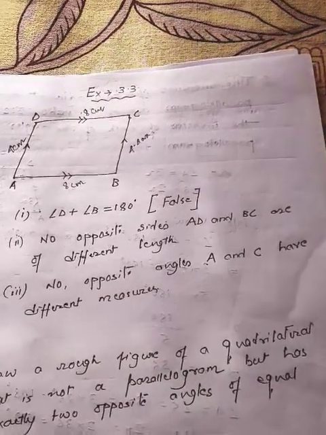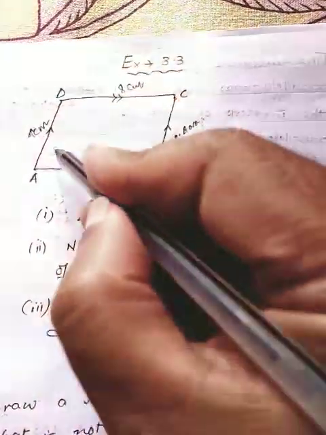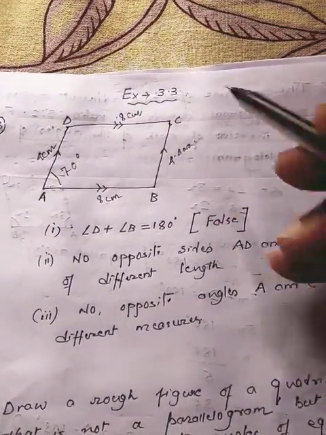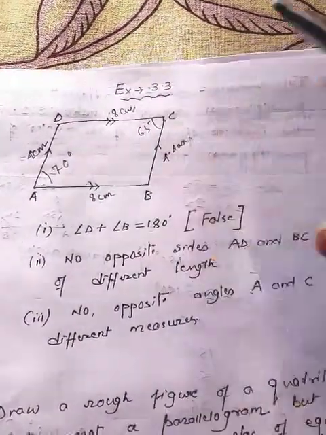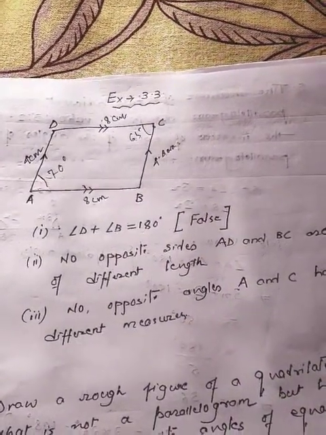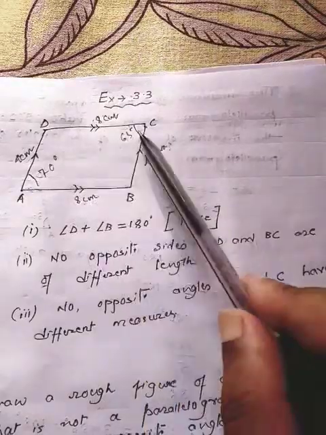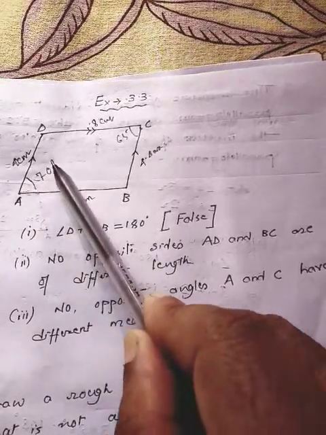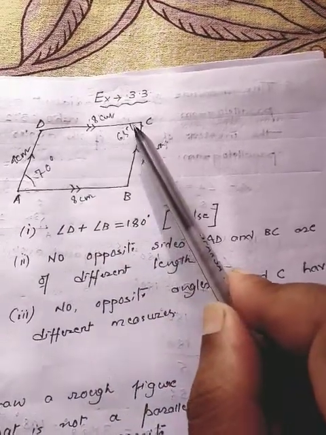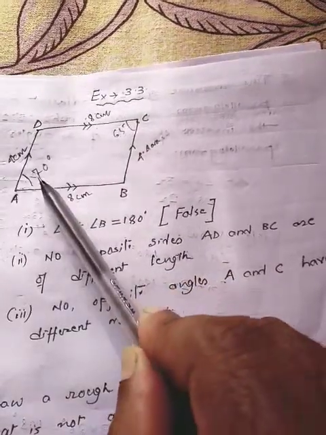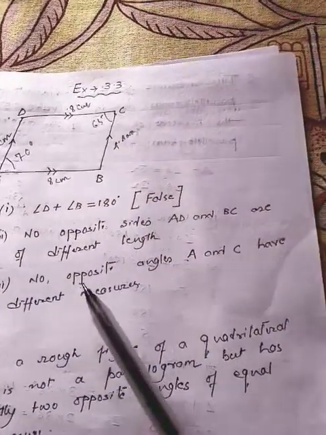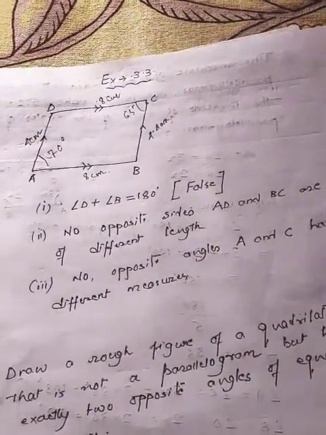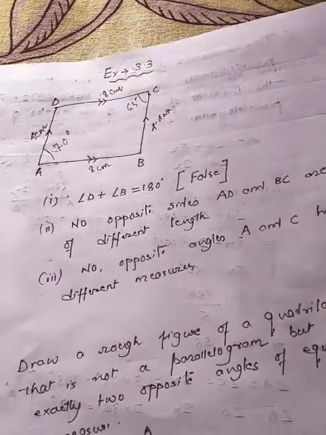Now the third question they have asked: angle A equals 70 degrees and angle C equals 65 degrees. Is it possible? No. As we know, according to the property of parallelogram, the opposite angles should be equal to each other. If this is 65, then the other should be 65, or if this is 70, then angle C should also be 70 degrees. So again the angle measures are not the same, so I have written no, opposite angles A and C have different measures, so it is also not possible. So in all the cases ABCD will not be a parallelogram.